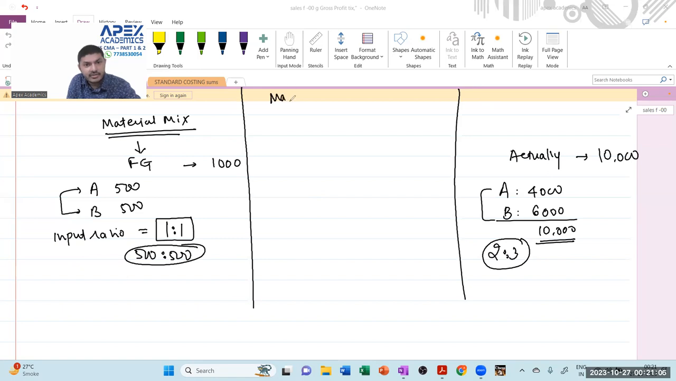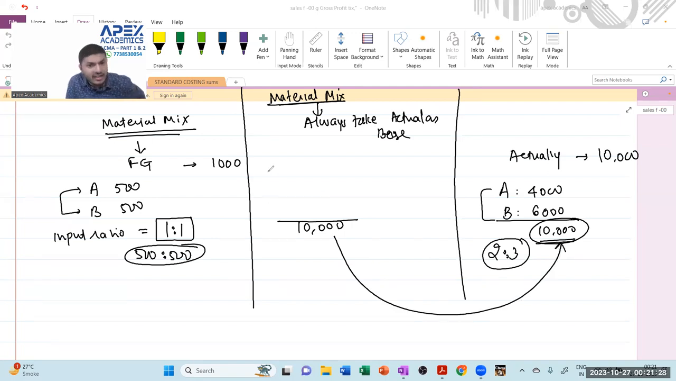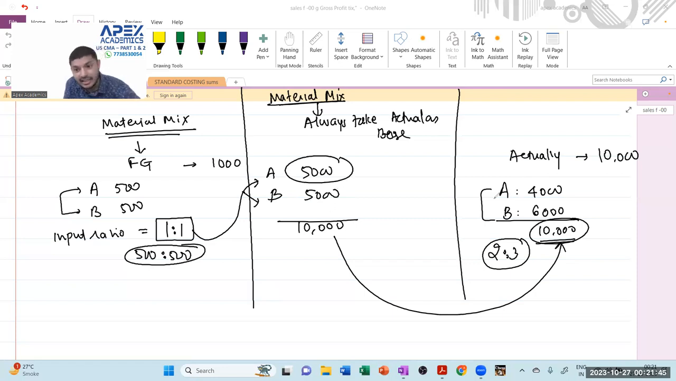In material mix, always take actual as base. What is my actual output? 10,000. Okay. Now, if I wanted an actual output of 10,000 as per my original mix, what would be the ratio of A and B? 5,000 and 5,000. A, I should have used 5,000, but in reality, I used 4,000.